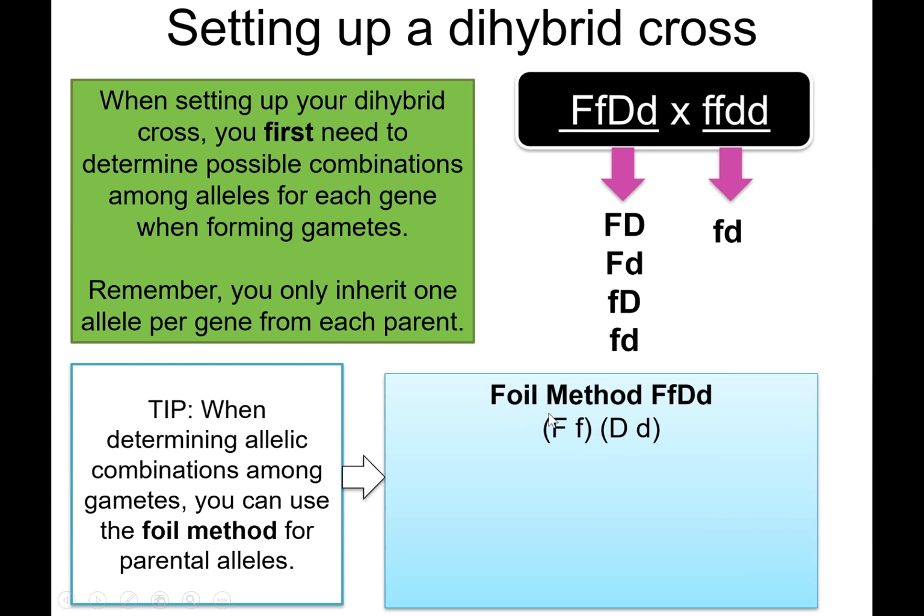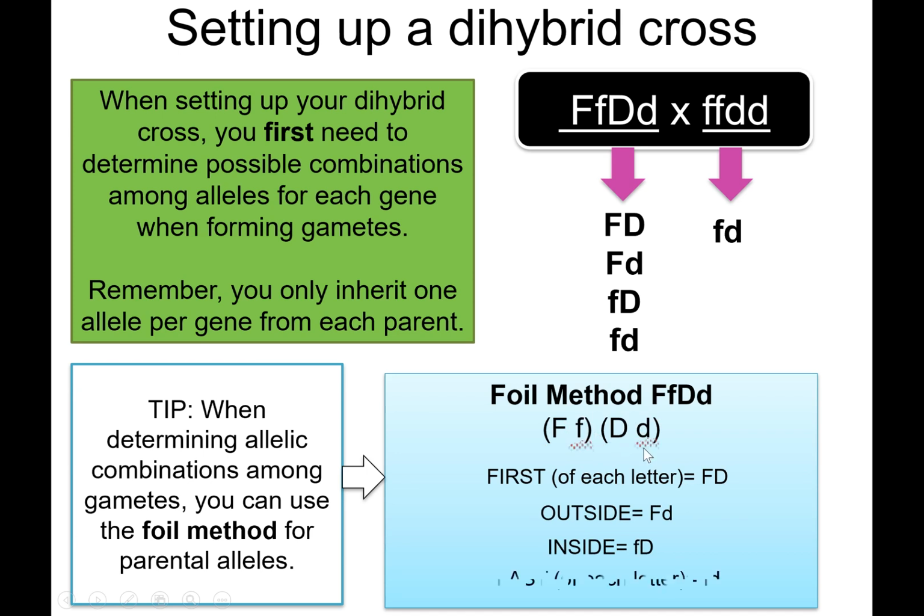The F stands for first, so you use the first letter of each trait, capital F, capital D. That's his first possible gamete combination. Outer, or outside, would be the ones that are on the outer part of his genotype, so the capital F and the lowercase d. Inner, for the I, so now you're using the 2 alleles that are on the inside of his genotype, the lowercase f and the capital D.